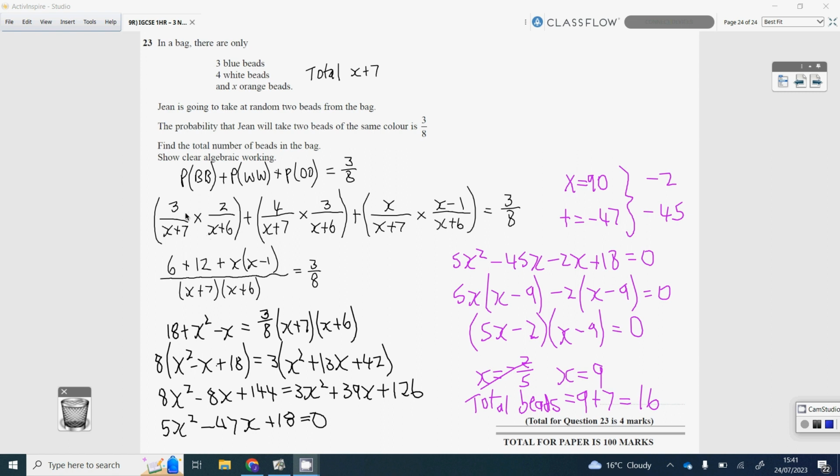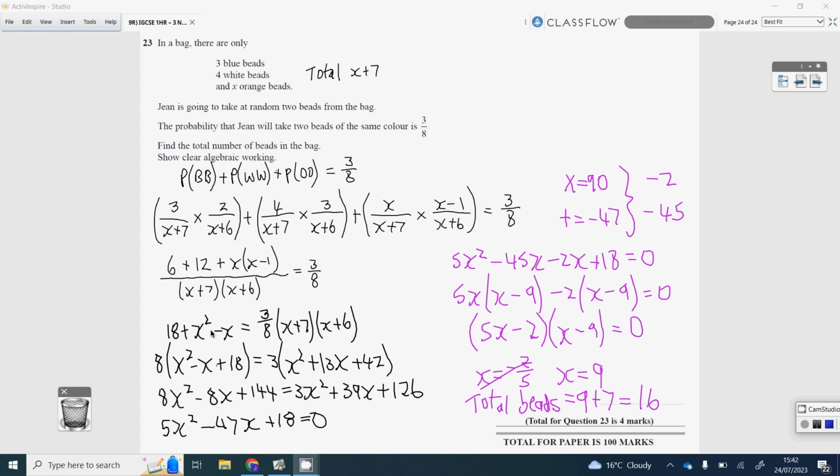So, processing the left-hand side, we've got the common denominator of x plus 7 times x plus 6. So then the numerator, 3 times 2 is 6, 4 times 3 is 12, and x times x minus 1 is obviously x times x minus 1. So then simplifying the left-hand side, 6 plus 12 is 18, x times x is x squared, x times minus 1 is minus x. So then I've also chosen to multiply top and bottom by x plus 7, 8x plus 6, giving me this line here.